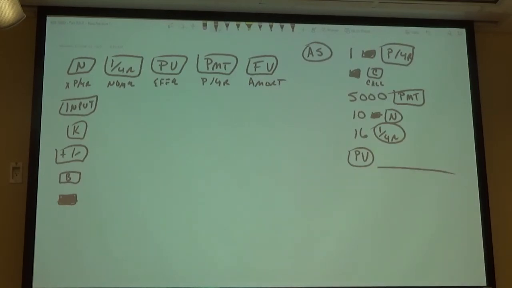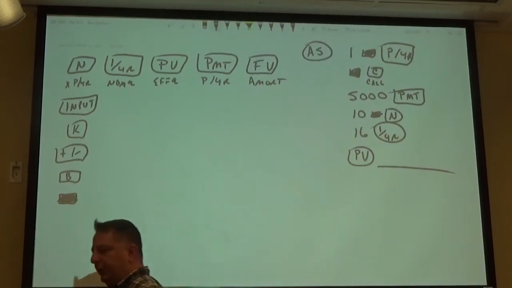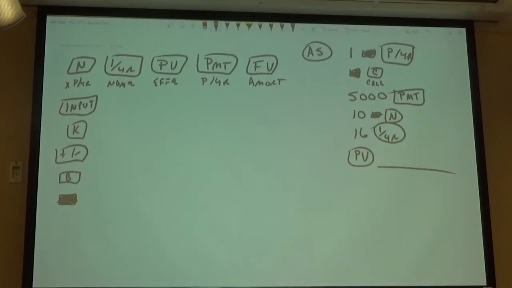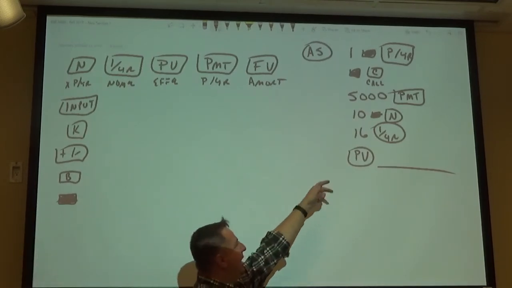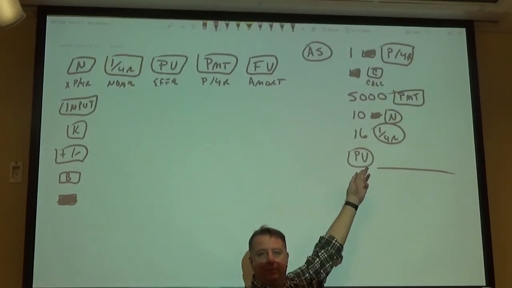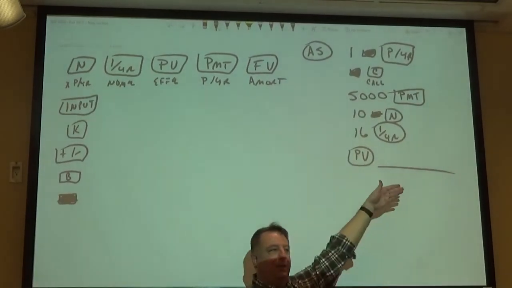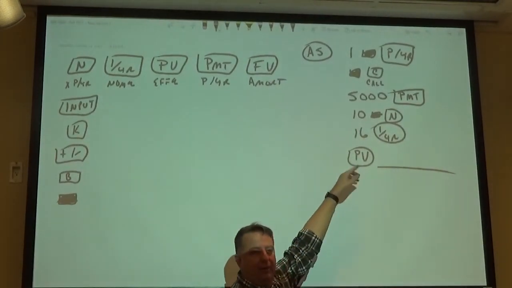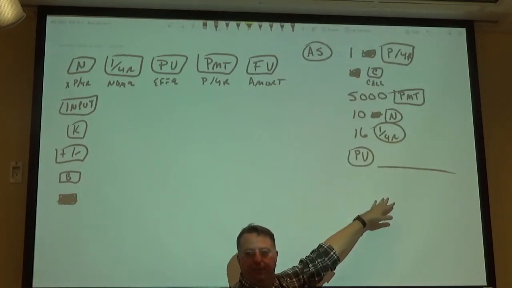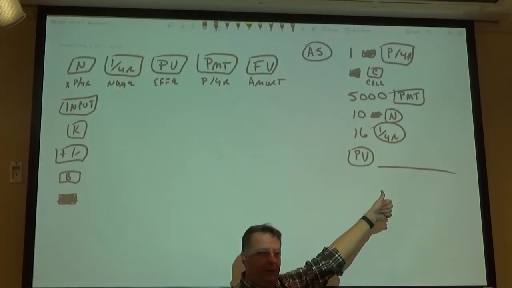So that's a setup. Now, the first question that you should be asking is, does it matter what order we put the 5,000, the 10, and the 16? No. What matters is that whatever we're solving for comes last, because it has to have, obviously, that information above in order to do the solution. Okay, everybody cool with that? Yes, no, possibly could be.